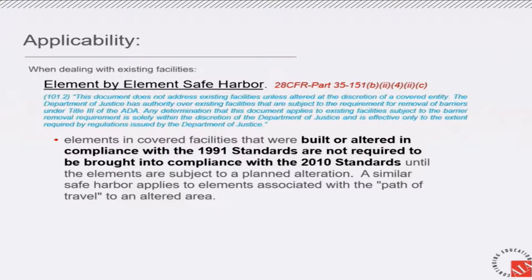What the Florida Building Code did was in 101.2, it punted. It basically said the document doesn't address existing facilities unless altered. It doesn't say that you're safe harbored, but by saying it doesn't address it unless altered, and then the rest of it says we rely on the Department of Justice and Title III of the ADA, that throws you back to the element by element safe harbor.